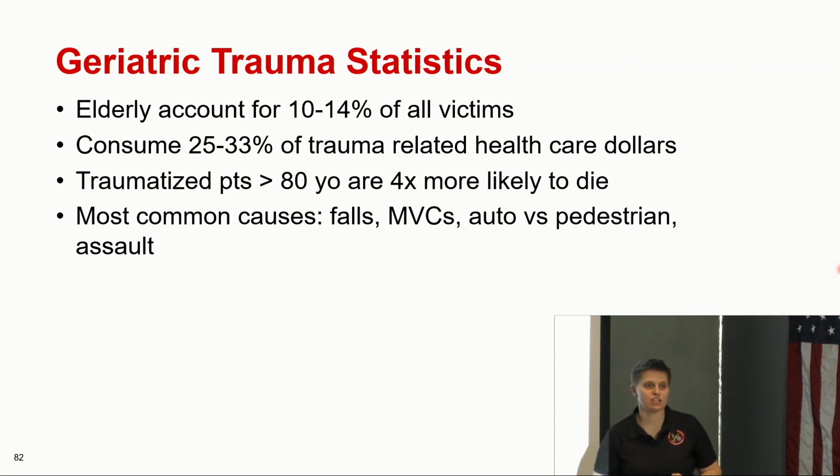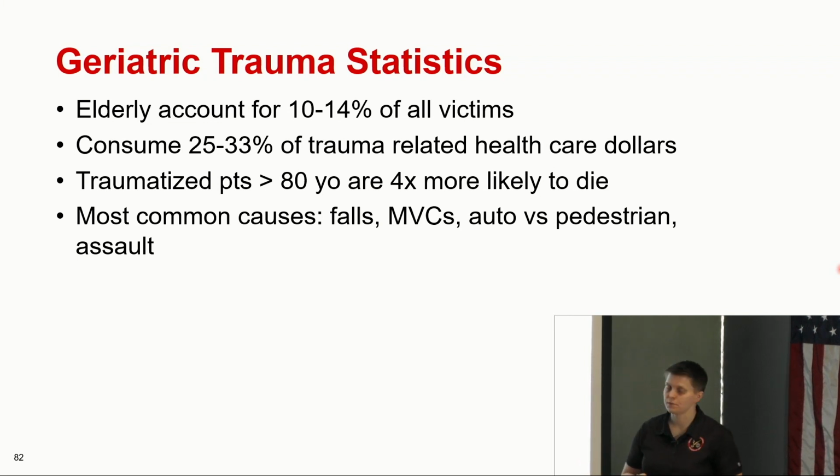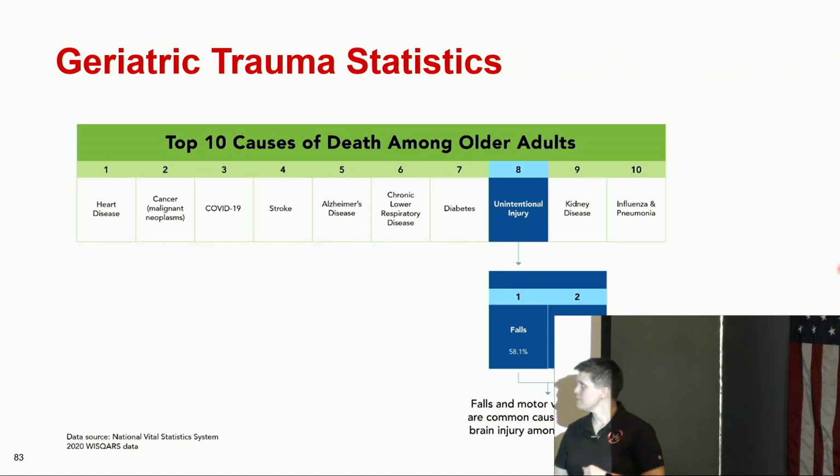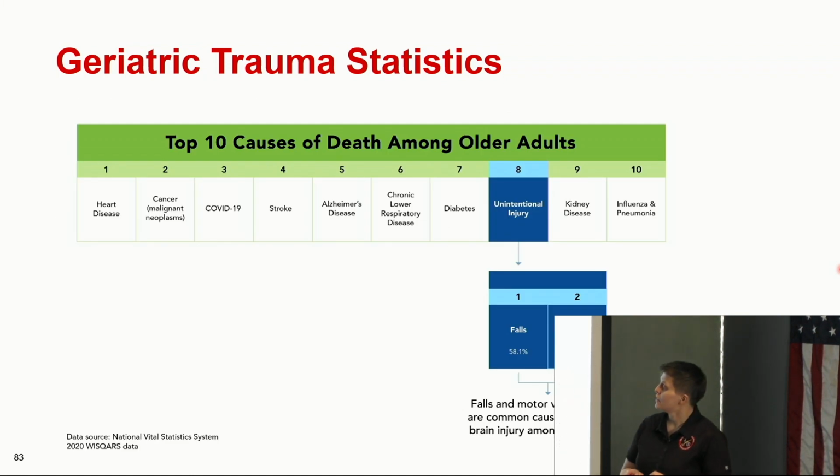Any trauma patient over the age of 80 is 4 times more likely to die of their injuries, and the most common causes are falls, car accidents, auto versus pedestrian, and then assault. This gives you, again, just another way of looking at some of these statistics. We saw the bar graph of the most common causes of death regardless of age. This is the most common causes of death in elderly individuals. Although unintentional injuries was at number 3 in that other graph, for elderly individuals it is lower, but it's still top 10. And within that, the most common causes are falls and MVCs.